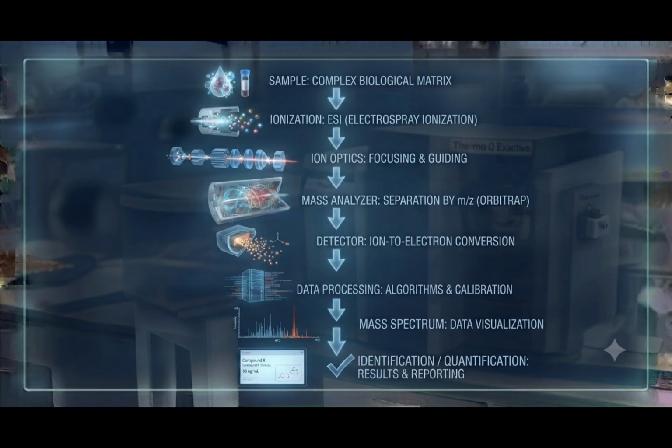The detector measures the ions. The data system processes the signal and generates the mass spectrum. Finally, the spectrum is interpreted for compound identification, structural characterization, or quantitative analysis.